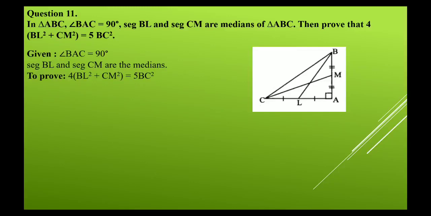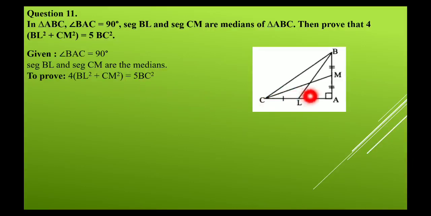Given, we will write it from the question. Angle BAC is equal to 90 degrees. Segment BL and segment CM are the medians. Prove that 4BL square plus CM square is equal to 5BC the whole square.